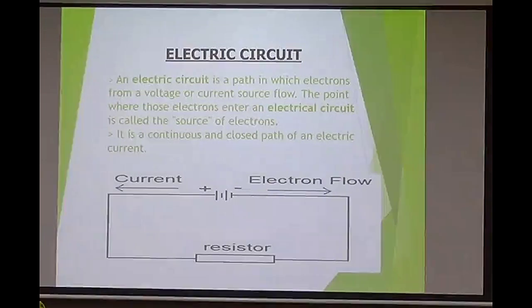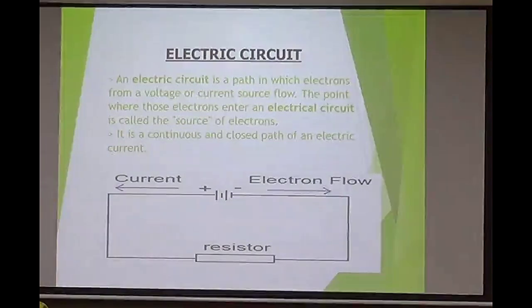So you can see here there is a switch and a resistor connected to a battery. Current is flowing from positive to negative and electrons are flowing from negative to positive. And please understand, if the wire is broken anywhere or you have left the switch open, then the current will not flow. The current will only flow when you have provided a closed and continuous path for current to flow.